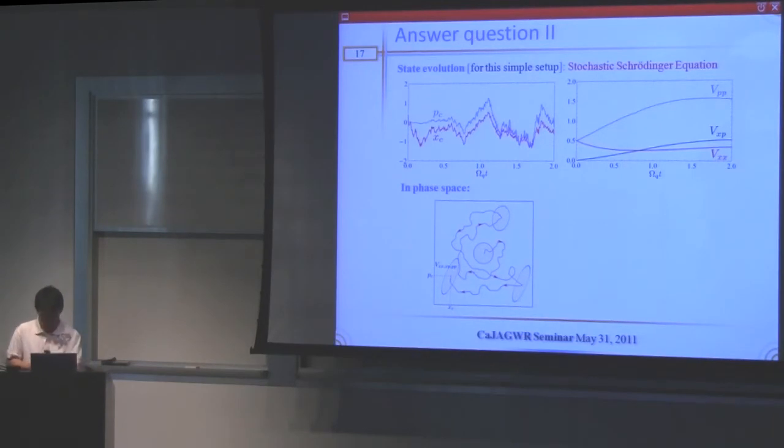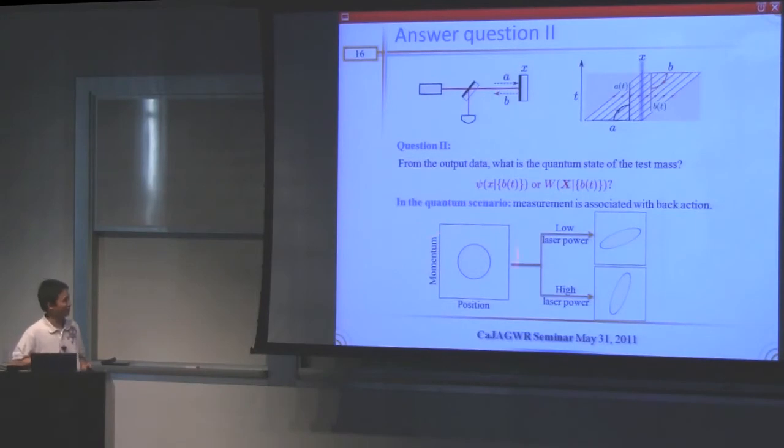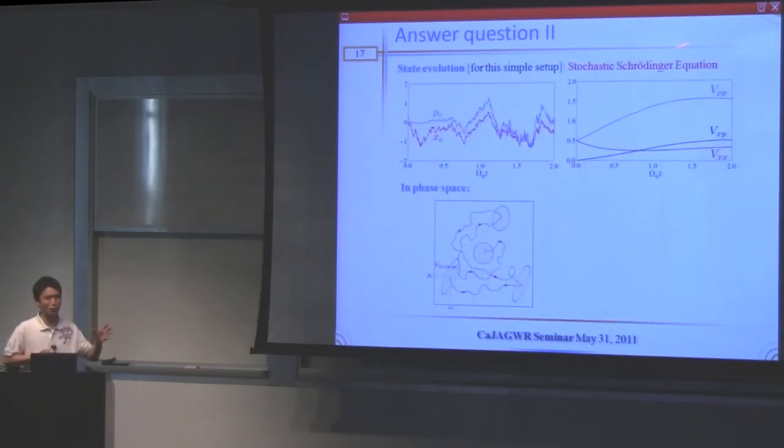Okay, so now, how can you actually get a consistent description to take into account the back action at the same time? You also take into account the uncertainty reduction in the classical sense, because measurement reduces the uncertainty. And this is a standard tool here, which is called the stochastic Schrodinger equation, which describes how the state of the test mass evolves under the continuous measurement of the outgoing field.